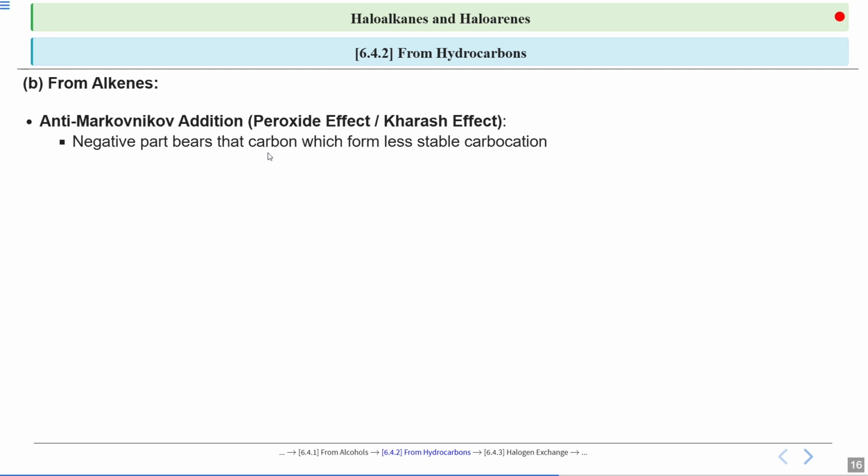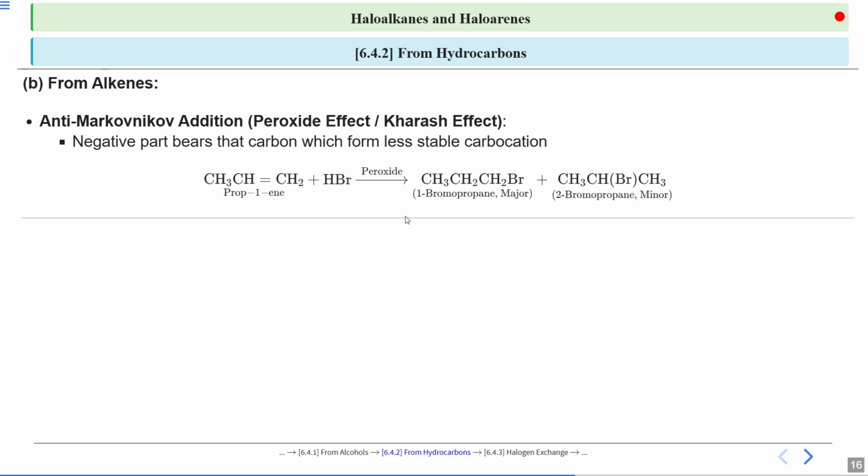part, bears that carbon which is forming the less stable carbocation. That's why the name is anti-Markovnikov. That means whatever the Markovnikov rule says, it is the opposite of that. The negative part, or the halide part, will go to the carbon which is forming the lesser stable carbocation. Or you can say hydrogen will go where the carbon is more substituted in the double bond carbon.